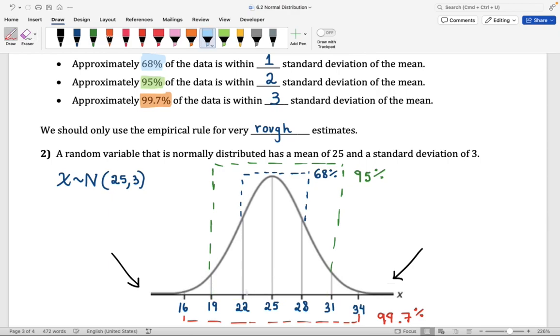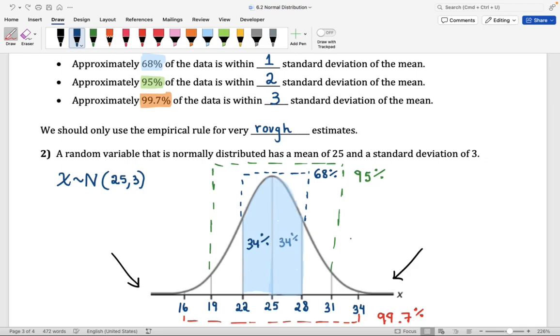If you know that you have 68% of the data values between 22 and 28, would you be able to tell me what percent of the data values are between 22 and 25? Again, what percent do we have between 22 and 25? I hope your answer is yes, right? If we have 68% of the data values between 22 and 28, then we must have 34% between 22 and 25, and the other 34% is between 25 and 28.